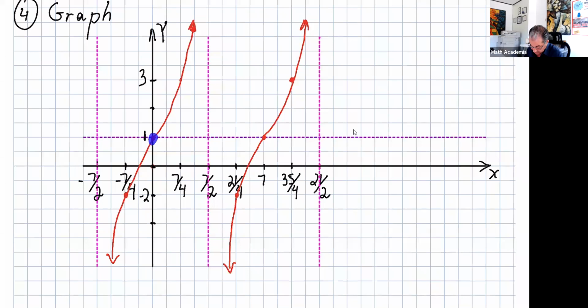Third point, it's on the axis. Fourth point, it goes up, just like tangent, and then approaches the asymptote. Same thing for the second period. Starting point, we know it's an asymptote. The last point was 2 pi over 2, which is also an asymptote.